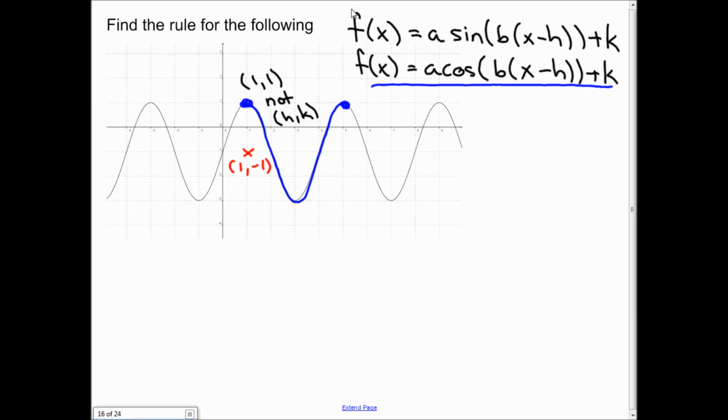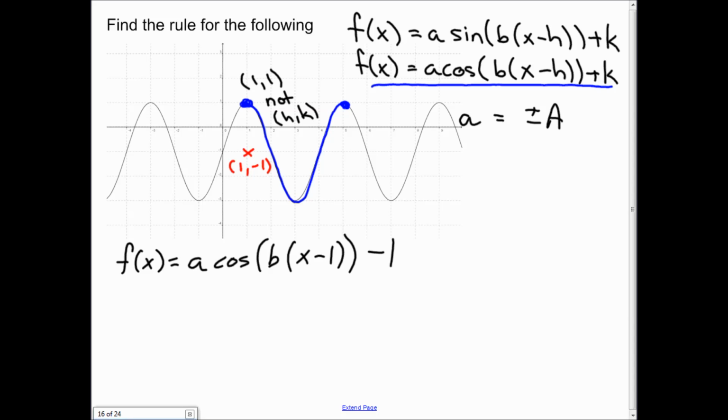So when we write down our function rule, it's going to reflect this. And remember, we've chosen the cosine function. So the rule is going to look like f of x is equal to a, which we don't yet know, cosine of b, which we don't yet know, times (x minus 1), minus 1. And now, just like before, we need to figure out what our a parameter and our b parameter is. Let's remember that our a is equal to plus or minus the amplitude. The amplitude of this particular function is 2. So we're going to have an a value of plus or minus 2.